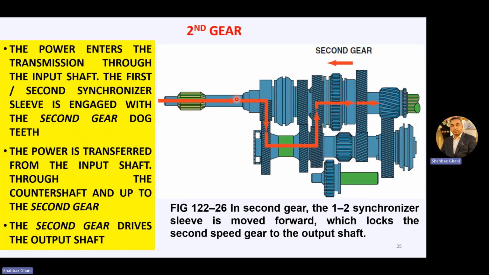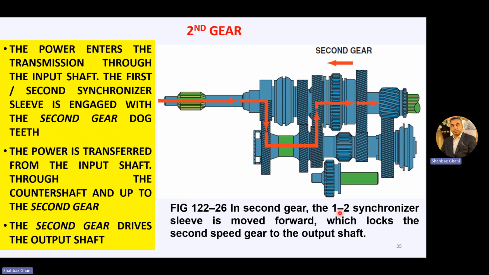In second gear, this synchronizer assembly, which in the first case was moving in this direction, is now moving in this direction and engaging this second gear with the main output shaft. The power enters the transmission through the input shaft. The first and second synchronizer sleeve is engaged with the second gear dog teeth. The power is transferred from the input shaft through the counter shaft and up to the second gear. The second gear drives the output shaft.